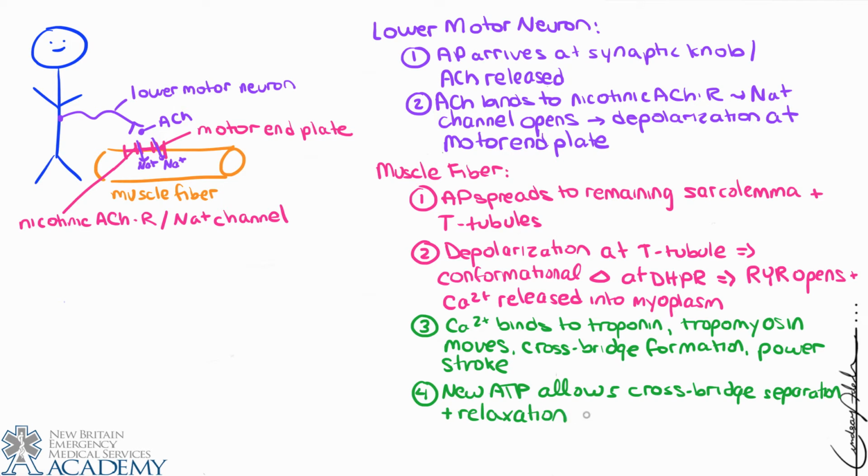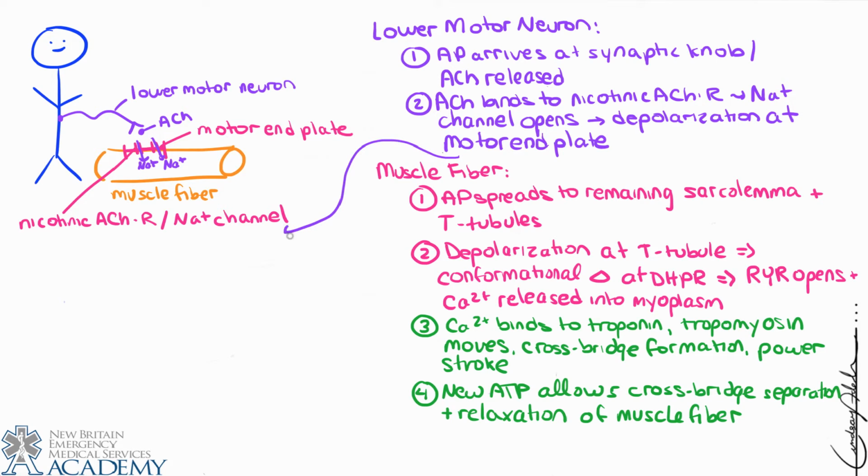Now, we know that in terms of relaxation, there are two things that have to happen. One is that there has to be ATP in order for the relaxation to occur, because that allows the cross-bridge separation. And we also have to have calcium reuptake back into the sarcoplasmic reticulum, because as long as calcium remains available, muscle contraction will want to occur.